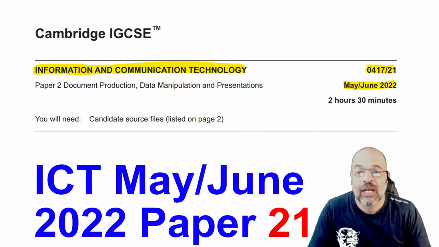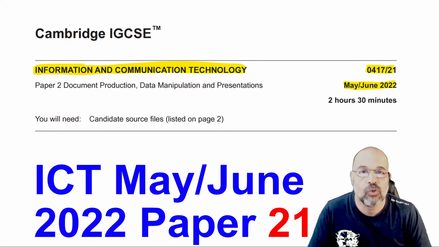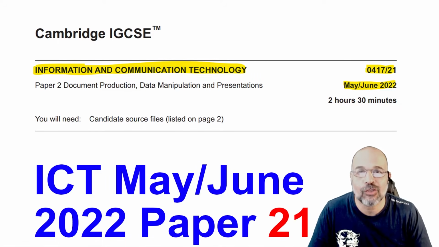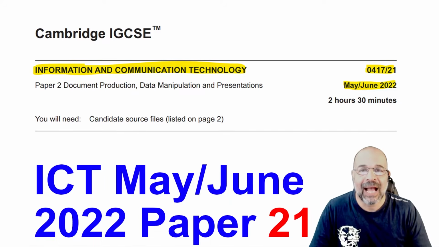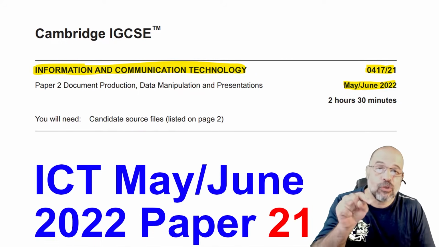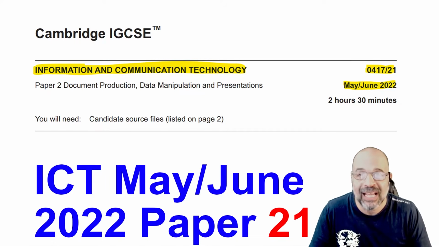This video is all about me solving the ICT May-June 2022 paper 2-1. This is for the Cambridge ICT IGCSE examination 0417, and it is paper 2. So this is going to be a long tutorial. Make sure to use the timestamps if you want to jump to a particular section to help you out. And if you are taking this examination, good luck.